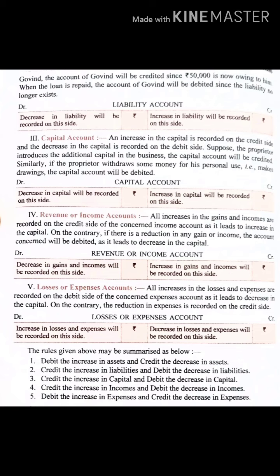Now let's summarize all the rules. 5 rules are there. First is debit the increase in assets and credit the decrease in assets. Fine. Credit the increase in liabilities and debit the decrease in liabilities. Okay. Credit the increase in capital and debit the decrease in capital. Credit the increase in income and debit the decrease in income. Debit the increase in expenses and credit the decrease in expenses.